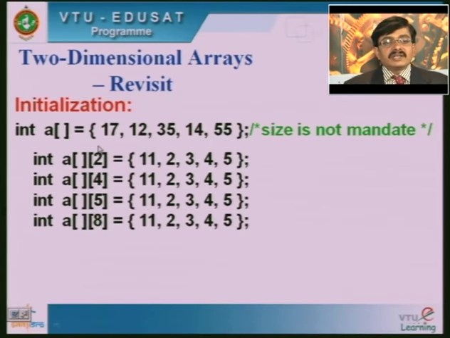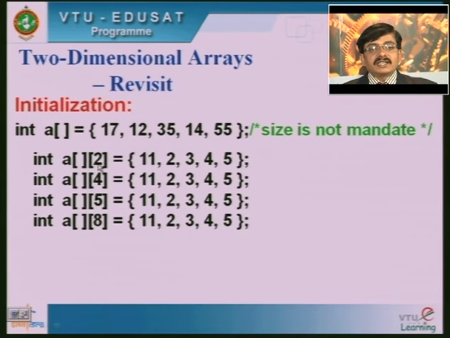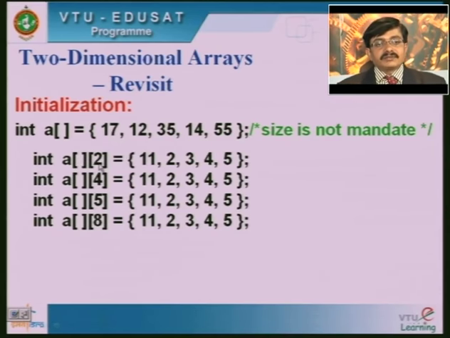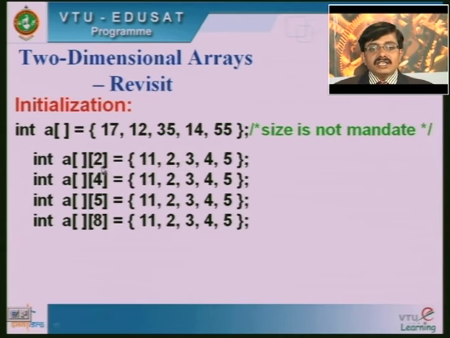Now, look at these particular declarations along with the initialization. In the first case, I am not mentioning the row size, whereas the column size I am mentioning as 2. It means that I have some n number of rows and each row will have 2 elements. Here I am initializing with the 5 elements of the array. Since each row will have 2 elements, 11 and 2 correspond to the first row, 3 and 4 correspond to the second row, and 5 and the remaining element will correspond to the third row.